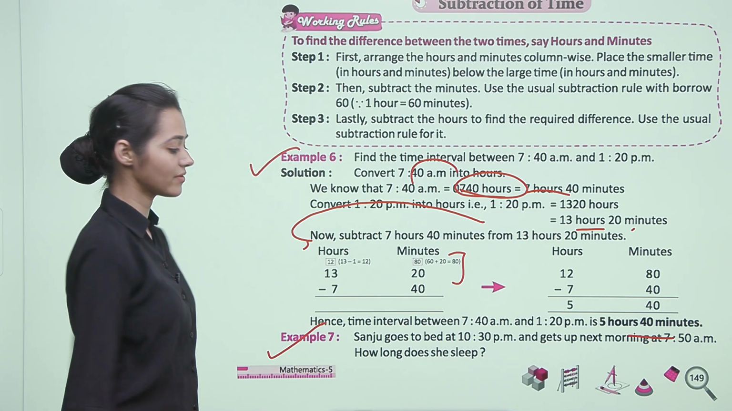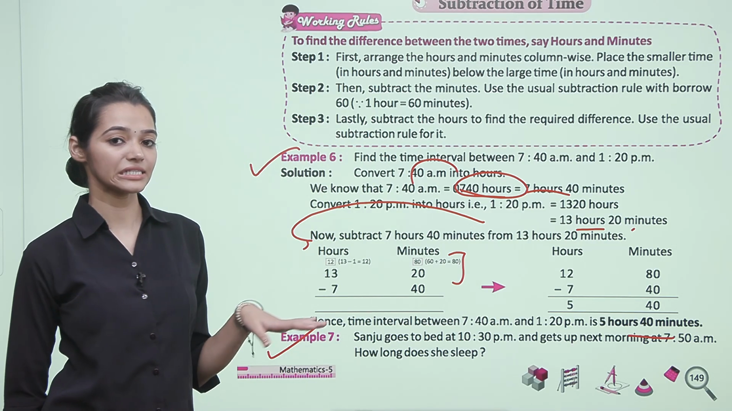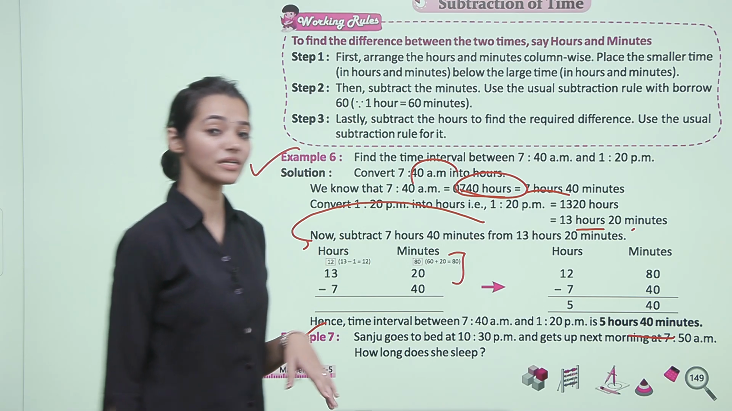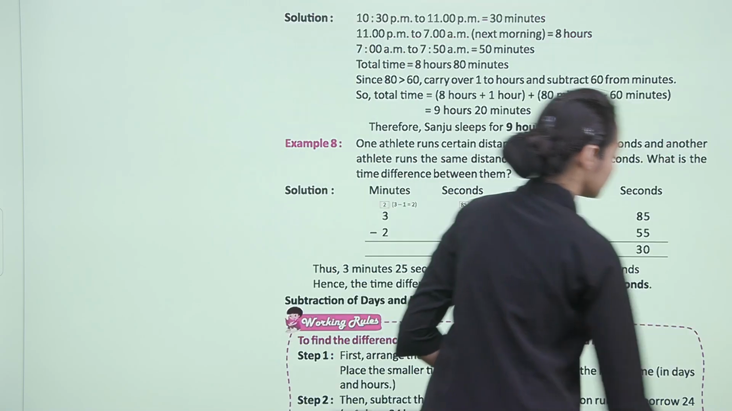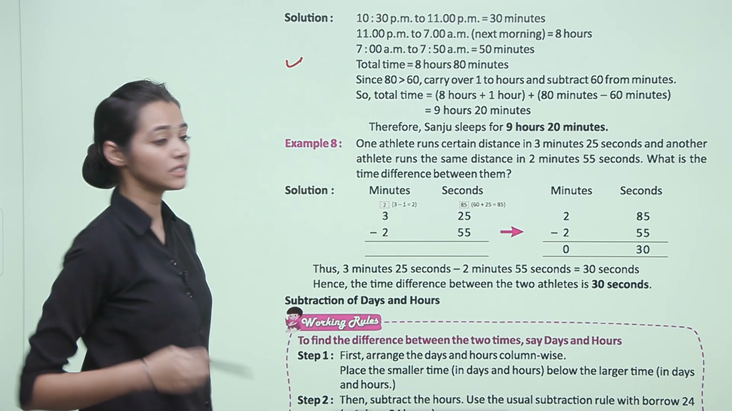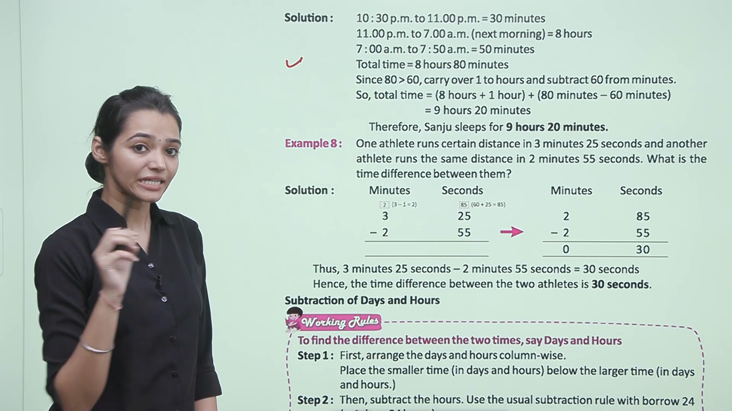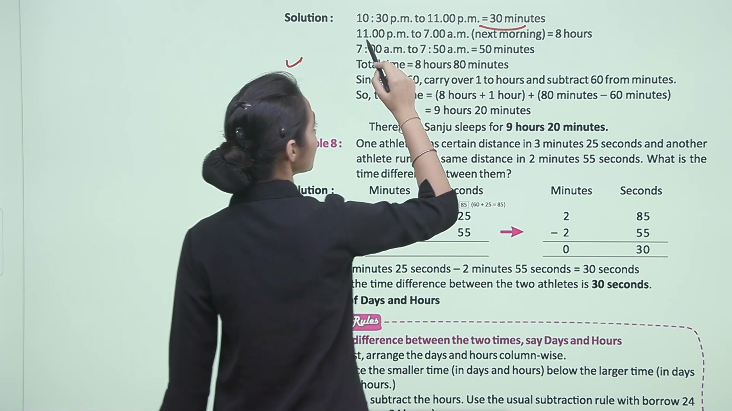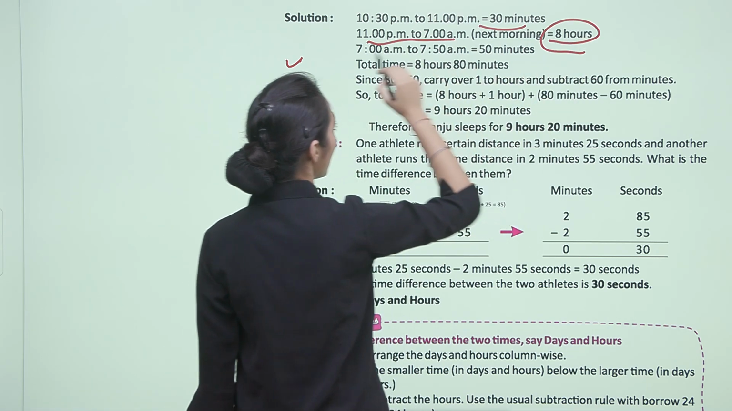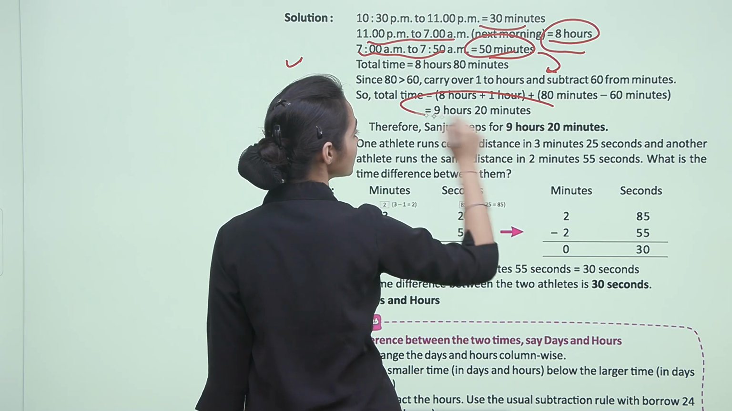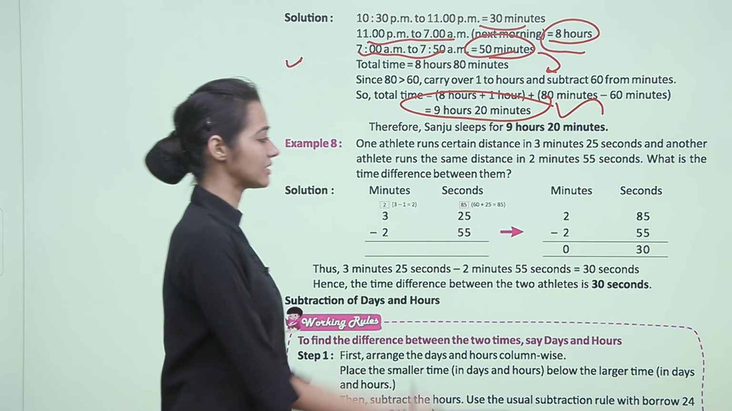Now in example number 7, we are told that Sanju goes to bed at 10:30 pm and gets up next morning at 7:50 am. How long does he sleep? So the solution here is: 10:30 pm to 11 pm, 30 minutes. From 11 pm to 7 am, 8 hours, and 7 am to 7:50 am, 50 minutes. After adding all of these terms, he sleeps 9 hours 20 minutes.